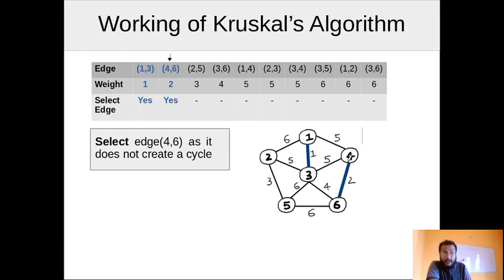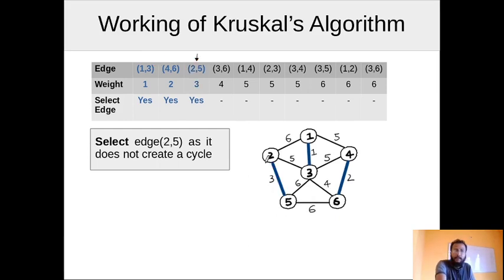Next is 4 6. If I choose to construct this road, it does not create a cycle and it is the minimum cost after 1. So, I choose 4 6, no cycle created. Next is 2 5. If I select 2 5, it does not create a cycle. So, all the selected edges are marked in blue.